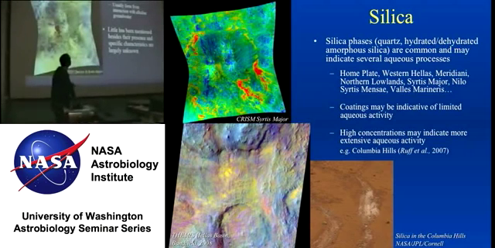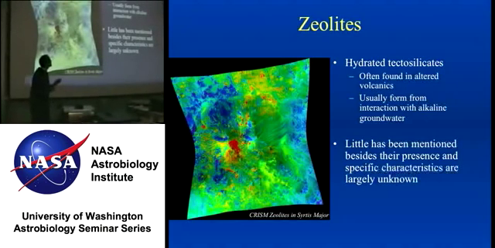Another composition is zeolites. As well as I can describe it, hydrated tectosilicates. Basically, you take a framework silicate and add water to the structure, and that's what zeolites tend to be. They're usually found in altered volcanics, and they usually form from interaction with alkaline groundwater. And there's a whole slew of different zeolite compositions.